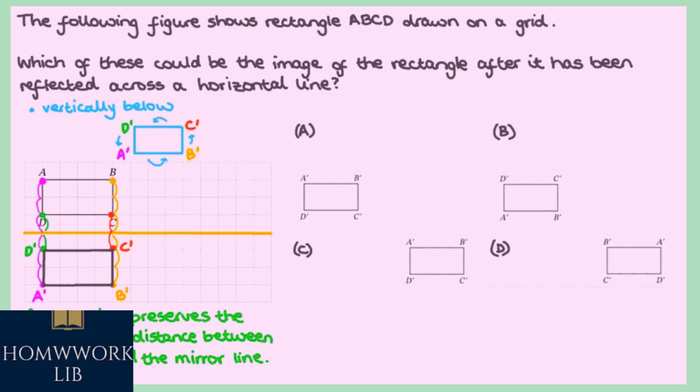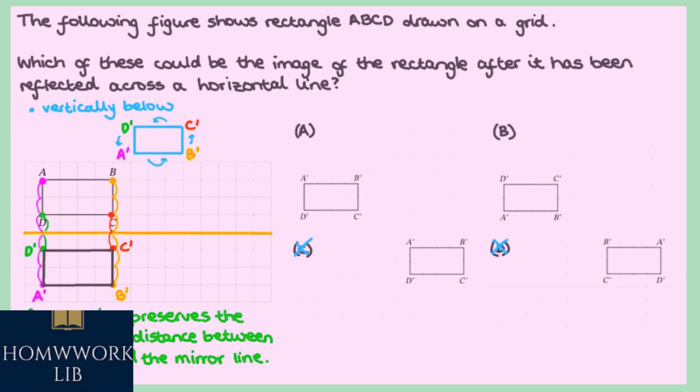Secondly, we can identify that the vertices will be labelled in alphabetical order in a counterclockwise direction, starting from the bottom left vertex. This relative orientation of the vertices will be true regardless of the particular horizontal line we reflect the rectangle in.